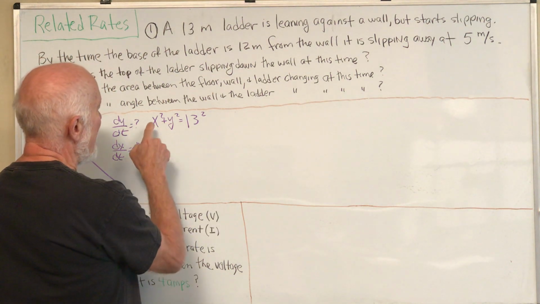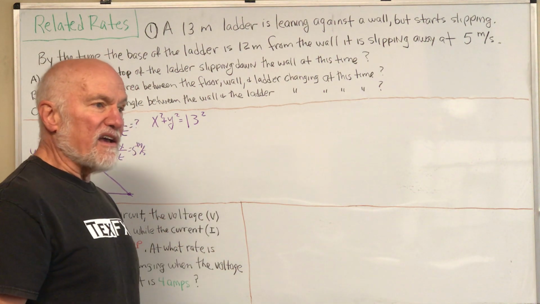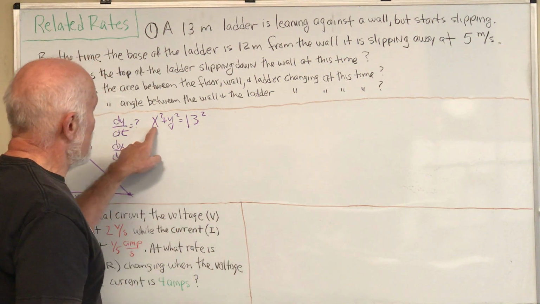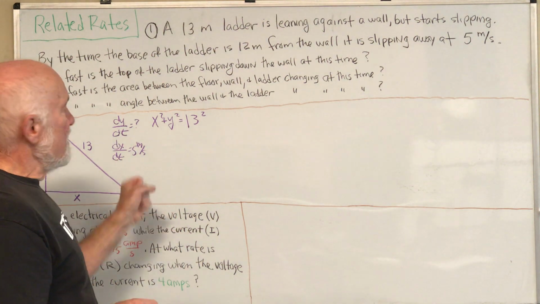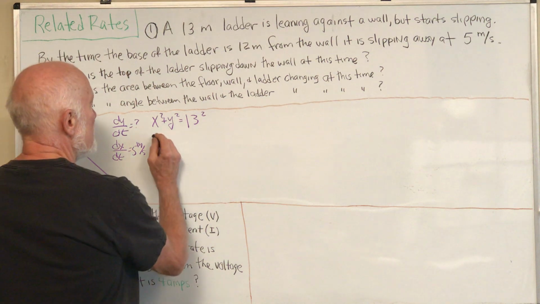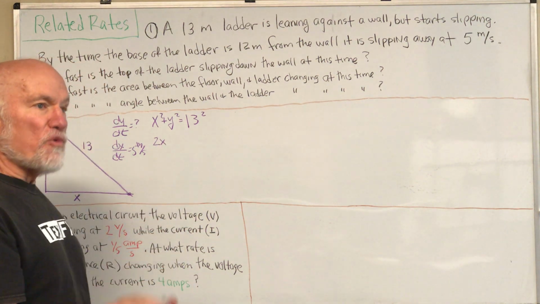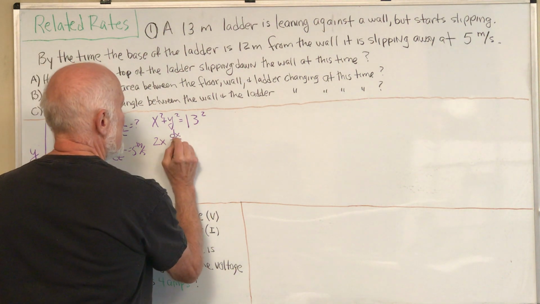The derivative of x squared with respect to x would be 2x. But we have to remember, we've got to do the chain rule. X is a function of t. So what we really have is some function squared. So the chain rule would say 2x times the derivative of x with respect to t, so dx/dt.